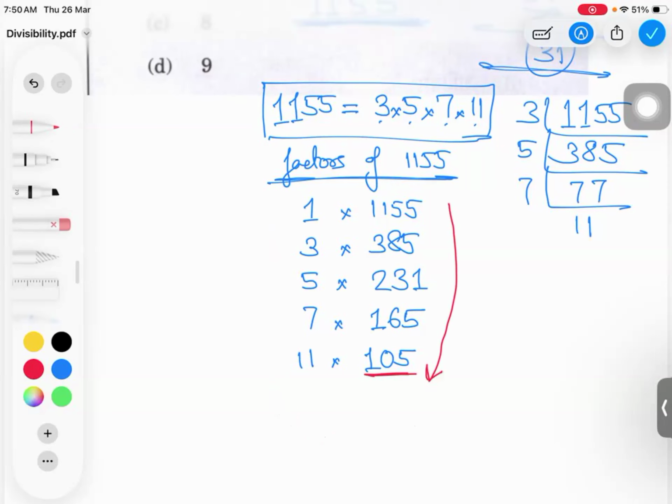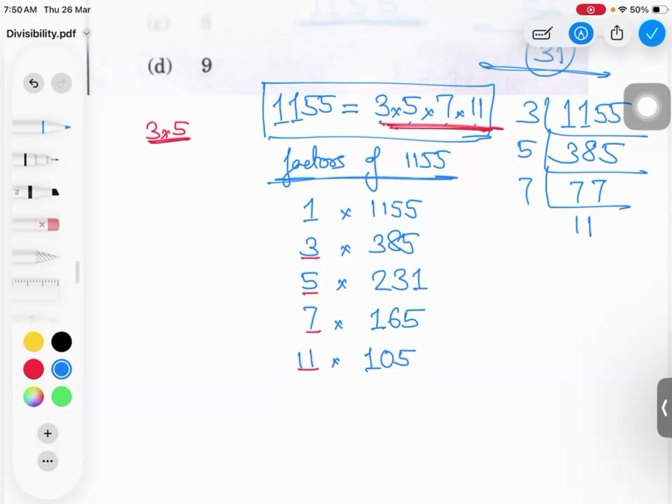These factors 3, 5, 7, 11 were very easy. I could have guessed them from the prime factorization. Okay, now tell me, when 3 and 5 are factors, don't you think 3 times 5 is also a factor?